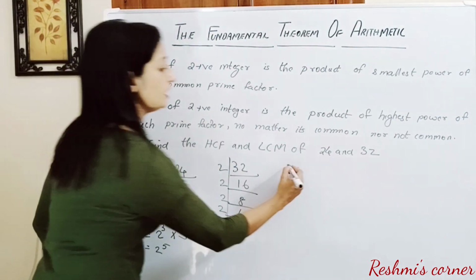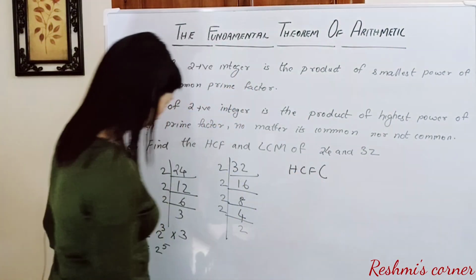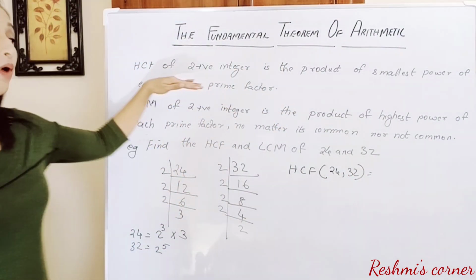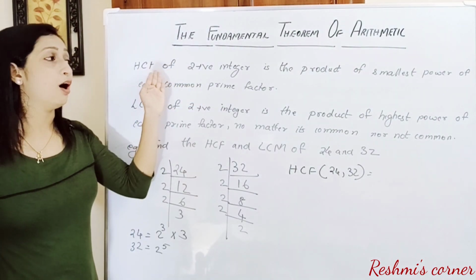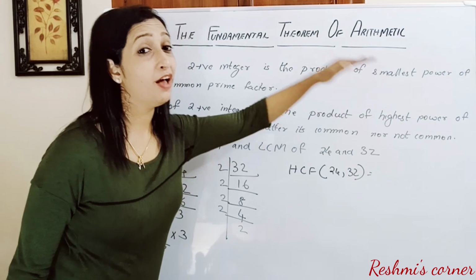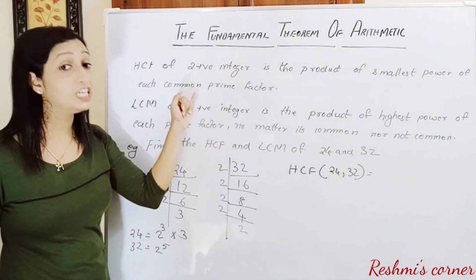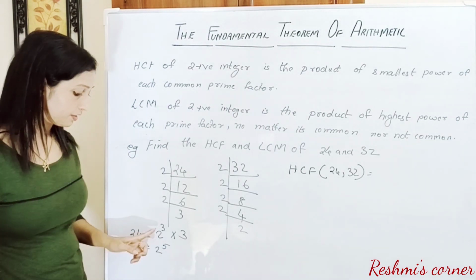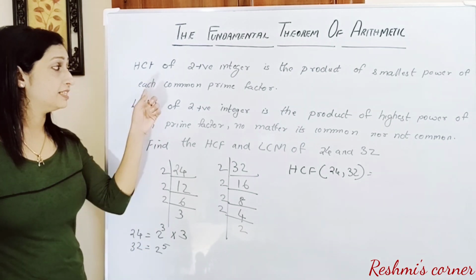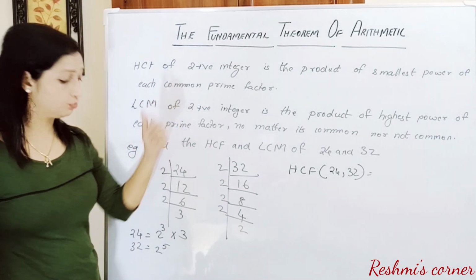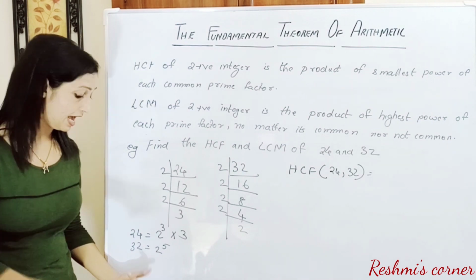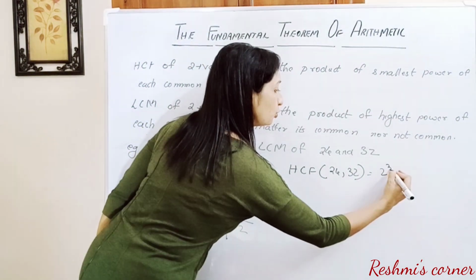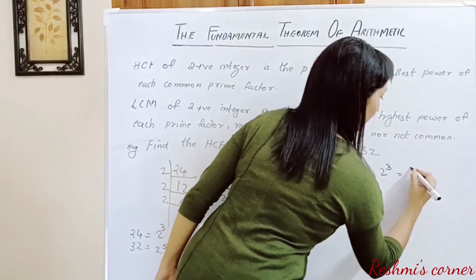Then what is the HCF? HCF of 24 and 32. How have we defined the HCF? HCF of two positive integers is the product of the smallest power of each common prime factor. So now there are two prime factors here, that is 2 and 3, but it is of each common prime factor. Which is common here? Only 2 is common, and the smallest power is 3. So HCF is 2 cube, which is 8.